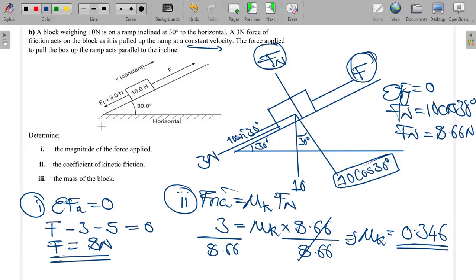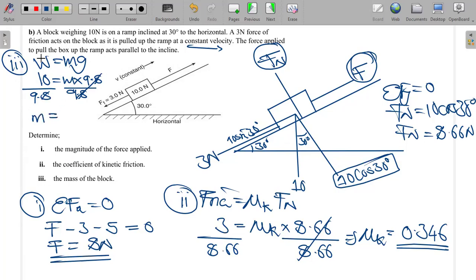And part 3 is saying find the mass of the block. This is part 3. Find the mass of the block, and they've already given us the weight. Do not say weight is equal to mass multiplied by gravity. They've given us weight to be 10. This will be equal to mass multiplied by the value of gravity, which is 9.8. So I'll just divide both sides by 9.8, this is going to cancel out. That means my mass will be equal to 10 divided by 9.8, giving me 1.02 kilograms. And that marks the end of this particular question.